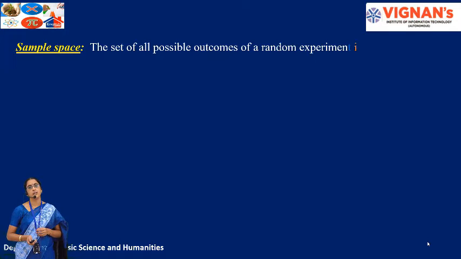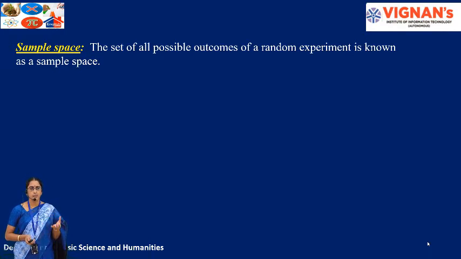Then the next one is here. Just before starting the random experiment, sample space and all, first we will discuss the basic concept on this. Whatever the experiment, suppose we consider the example of tossing a coin. Tossing a coin is nothing but performing an experiment here. Performing an experiment is known as a trial.